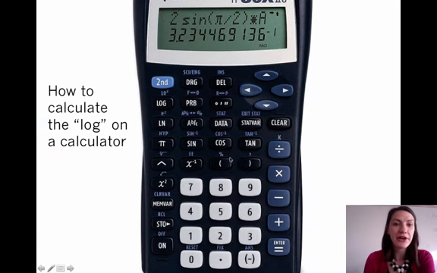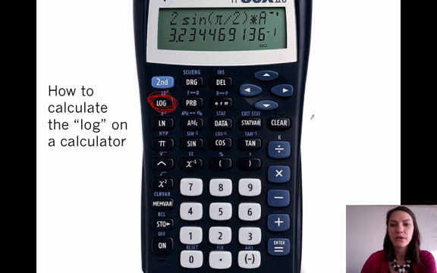First, I want you to take out your calculator. You do need to actually use your calculator while we're going through this. So take it out, get it ready. Then find this log button right here on your calculator. That is what we're going to use to do the math here.